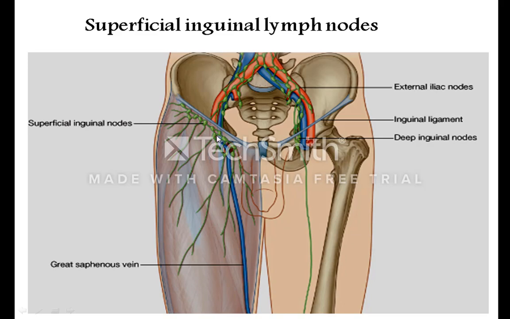Here is the superficial inguinal lymph nodes, and these are the deep inguinal lymph nodes. The deep ones go here with the vein and arteries, and the superficial ones run superficially and horizontally, whereas the deep ones are in vertical alignment.